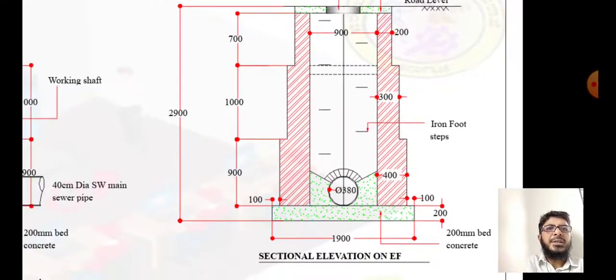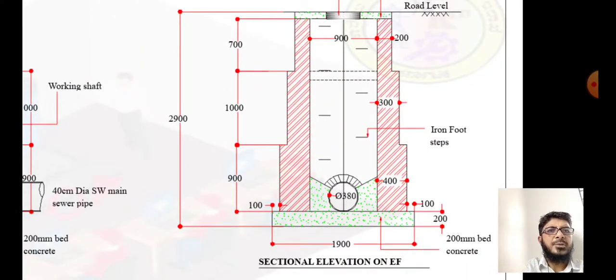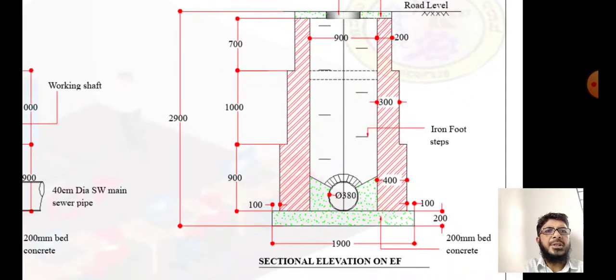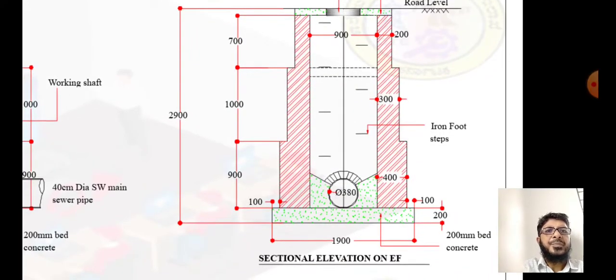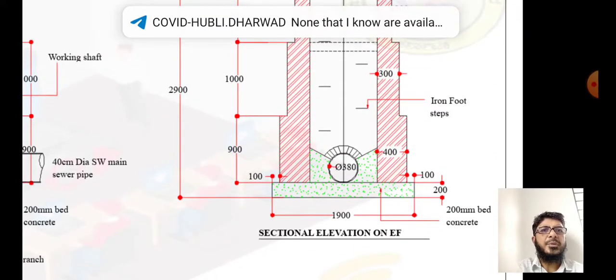So here we can see the walls which have different thicknesses like 200, 300, 400. Then we can see the iron footsteps here in a staggered position, and different depths of the walls also we can see, like 700 mm, the next 1000, then 900. That whole arrangement is fixed on the 200 mm bed concrete, and a sewer is fixed by benching of the concrete.